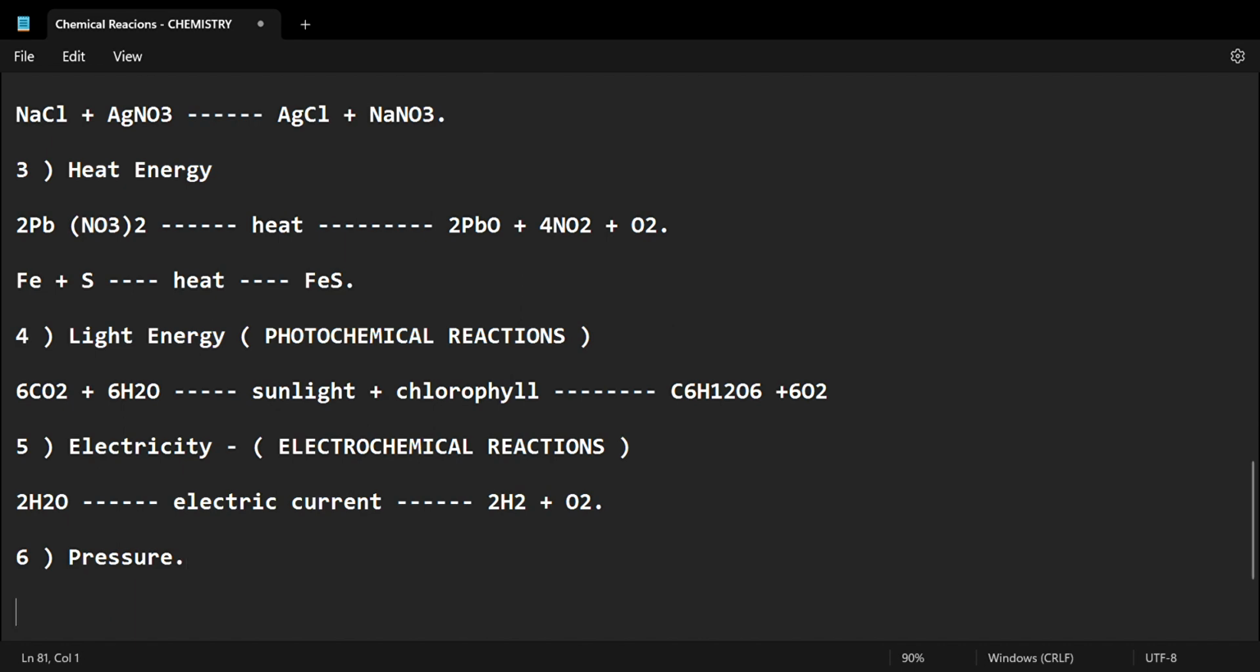Some chemical reactions take place when reactants are subjected to high pressure. You have heard of hydrochloric press, like that. It puts pressure. So the same thing over here. So N2, which is nitrogen, plus 3H2.